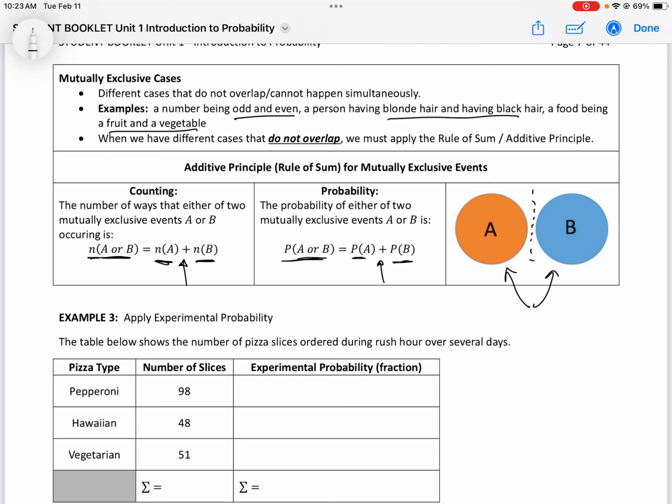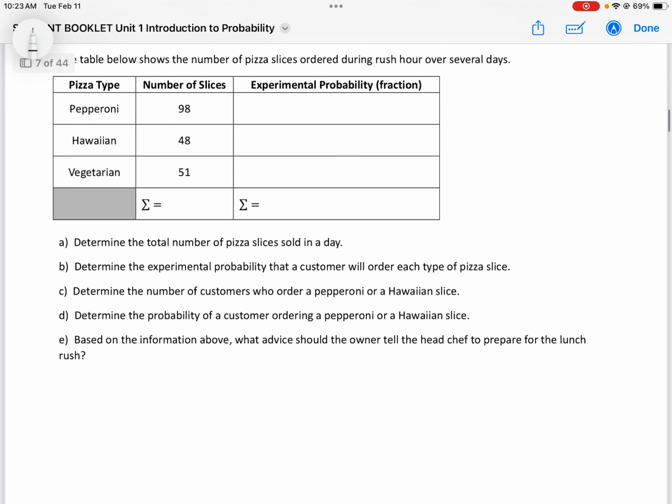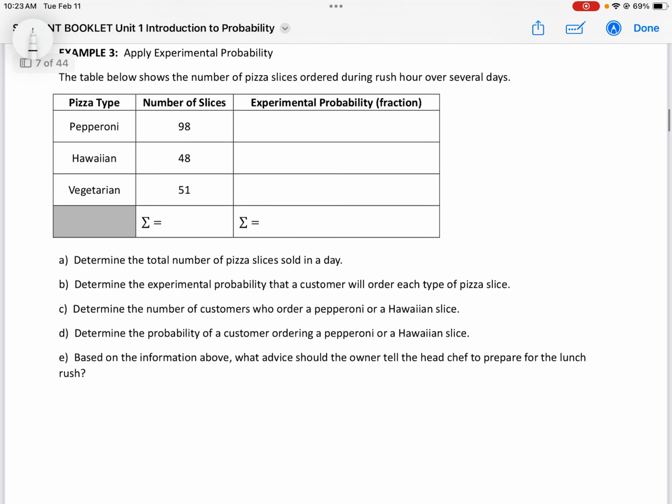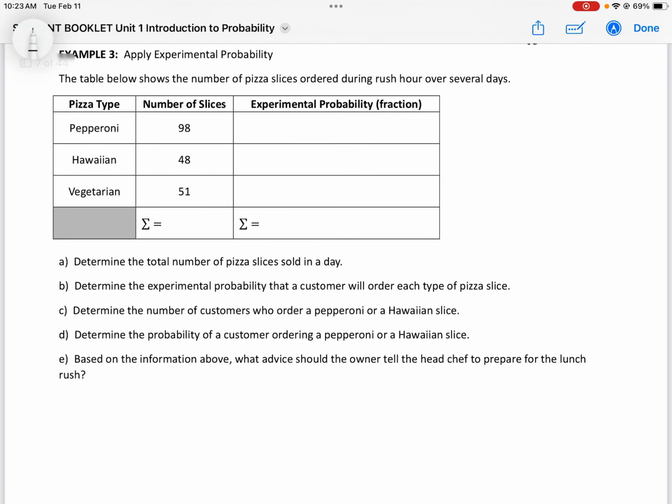Okay, so here's an example of that. The table shows the number of pizza slices ordered during rush hour over several days. So if we take a look and we want to fill out this chart, 98 plus 48 plus 51, we get 197 total slices were sold. So A, determine the total number of slices sold per day. That's good. Determine the experimental probability that a customer will order each type of pizza slice.